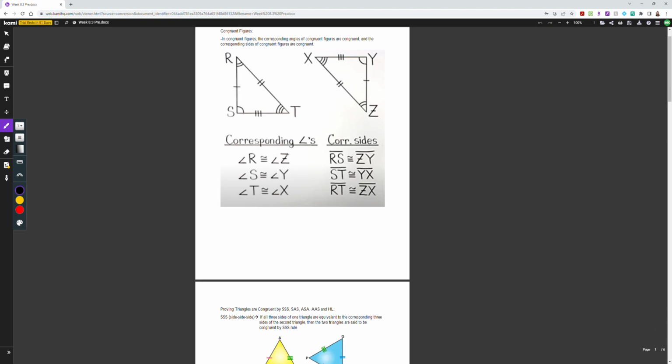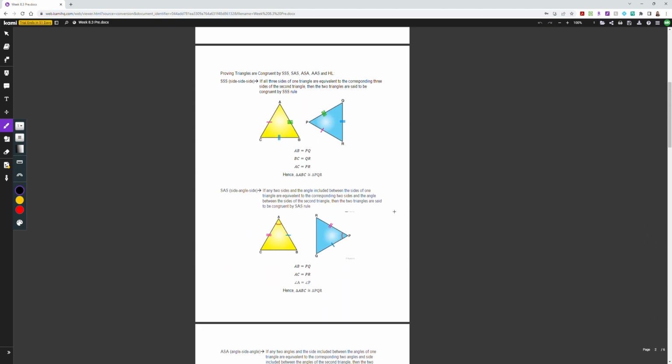Another important thing to know is how to prove triangles are congruent. This doesn't necessarily come up per se on the ACT and SAT math, but it is very handy to know how to prove that triangles are congruent. With triangles, there are five ways: SSS, SAS, ASA, AAS, and HL. We're going to see what all these stand for.